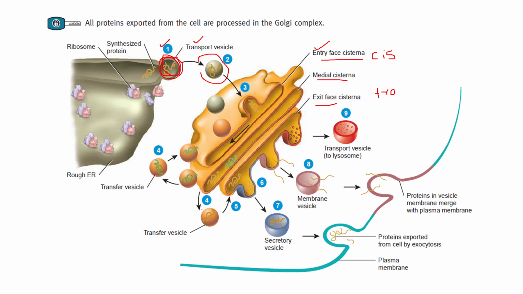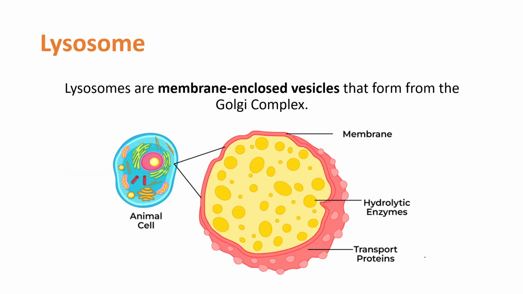Now the next organelle of the cell is lysosome. Lysosomes are membrane enclosed vesicles that form from the Golgi complex. We have seen in the process of transportation of protein from the rough endoplasmic reticulum to the Golgi complex, from the exit cistern the protein will be packaged in the transport vesicle. Now this transport vesicle will be labeled as the lysosome, which carries protein. It is a membrane bound structure which carries protein as well as hydrolytic enzymes.